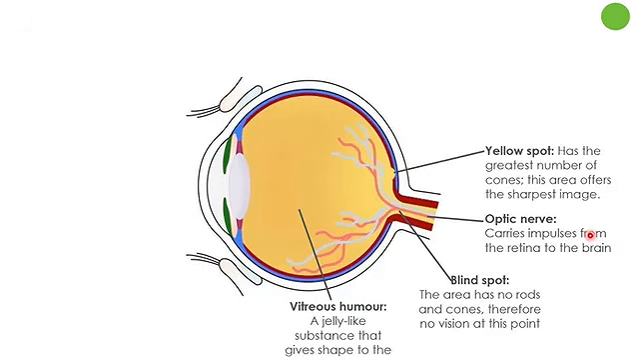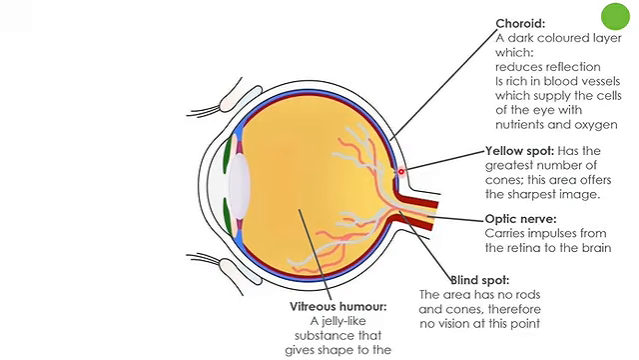Right, then we've got another little spot in the eye. So besides the blind spot, we've also got a yellow spot, and that has the greatest number of cones, which means the sharpest image will be formed in this area right there at the back of the eye, which is the yellow spot.